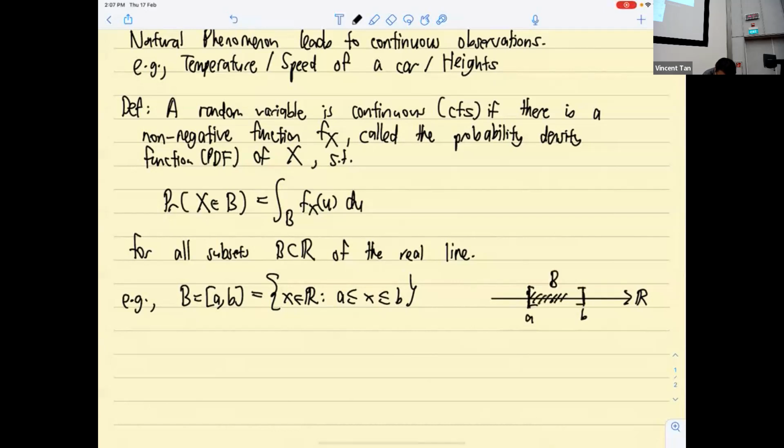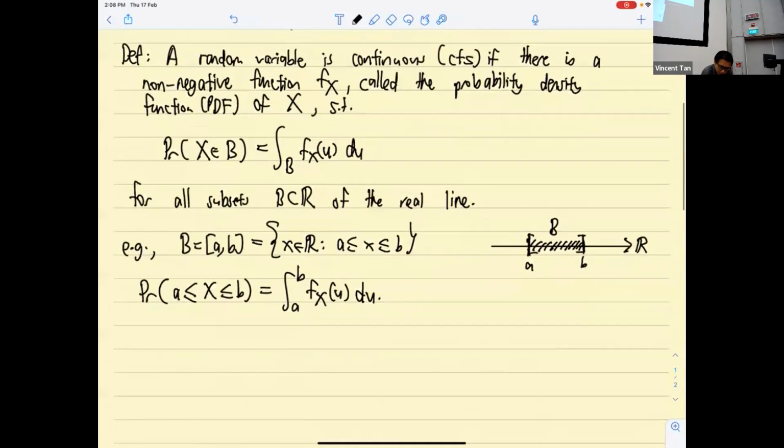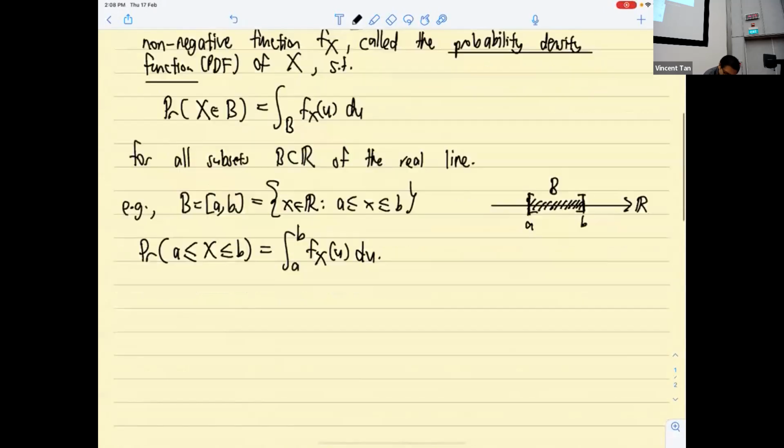So here, B could be this, in which case the probability of X taking on a value from a to b can be expressed as the integral from a to b of f_X(u) du. Okay, so the picture is as follows. As I mentioned, a random variable is nothing but a function that maps from the sample space to the set of all real numbers. So this is continuous, called a probability density function, and so on.